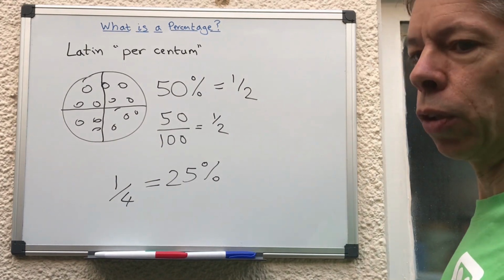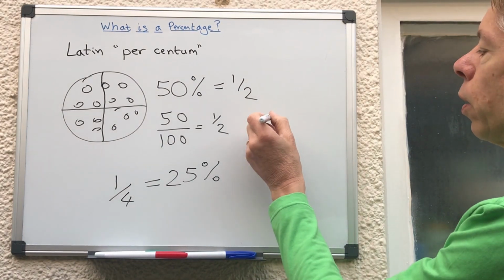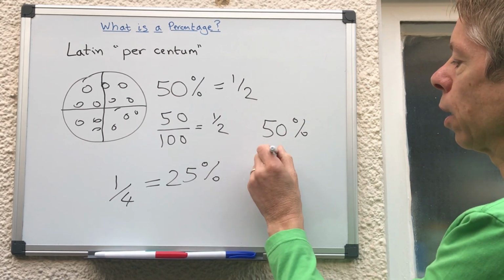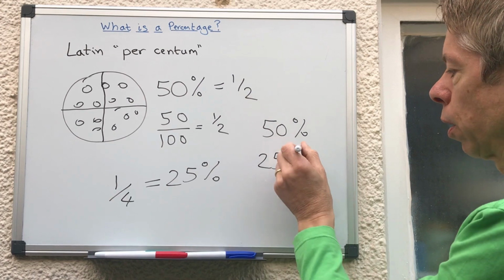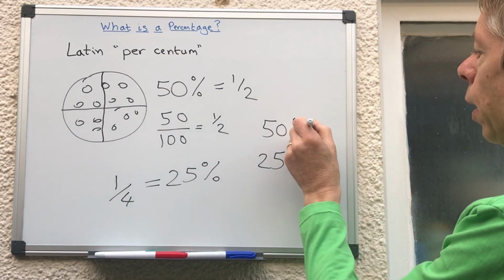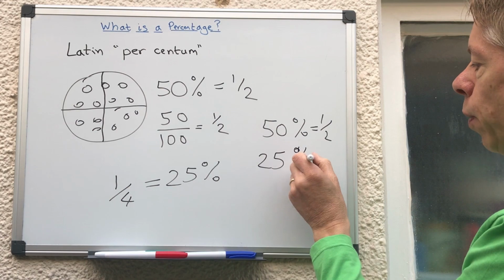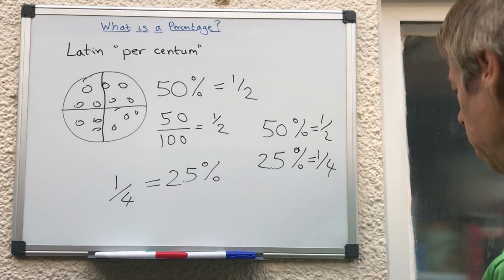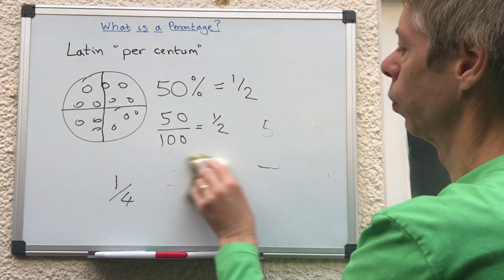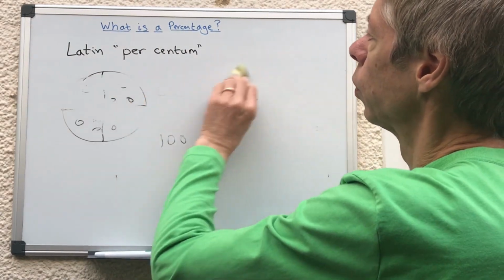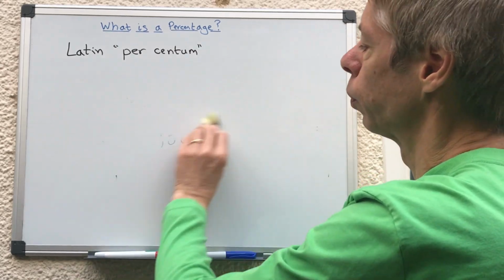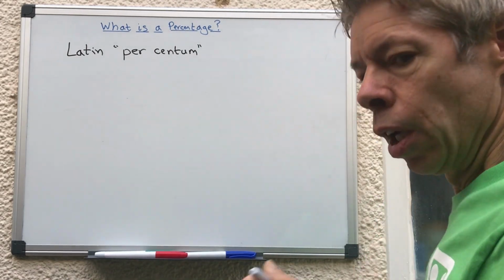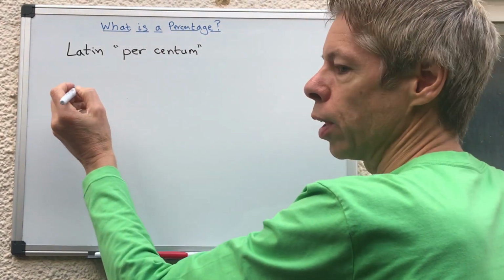So what we're really going to concentrate on in this first video is looking at 50% and 25%. So 50% being a half, 25% being a quarter. That's going to be our starter in percentages today. So let's try some simple percentages.